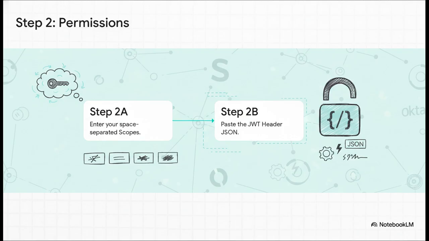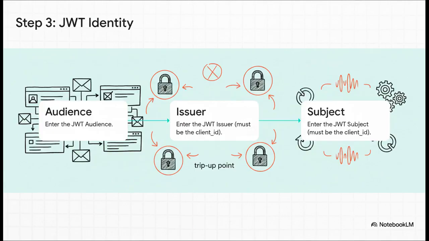Below that, you're going to paste in the JWT header. JWT just stands for JSON Web Token, which is a really secure way to pass information back and forth. This header is just a little snippet of JSON that tells Okta which algorithm, like RS256, you're using to sign the request. Okay, next is the JWT identity.